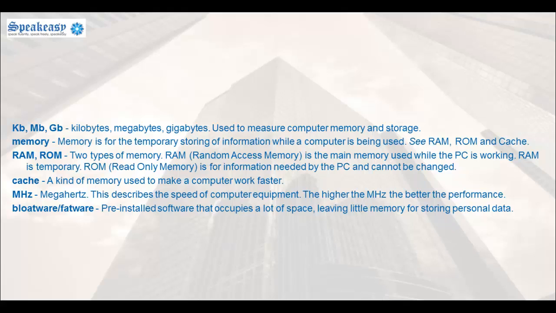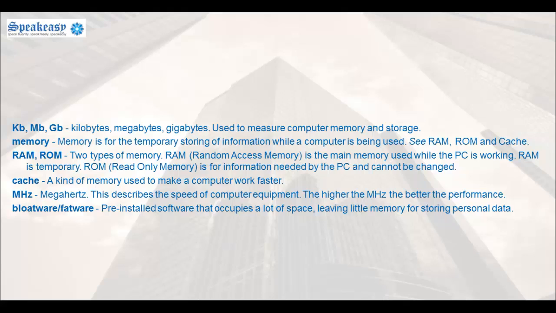RAM or ROM are two types of memory. RAM stands for Random Access Memory. It is the main memory used while the PC is working. RAM is temporary. ROM, read-only memory, is for information needed by the PC and cannot be changed. Cache, a kind of memory used to make a computer work faster.